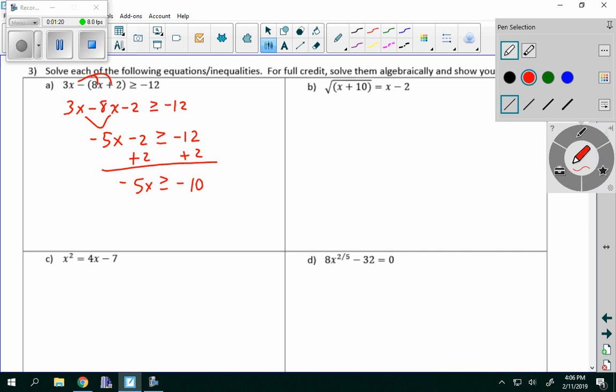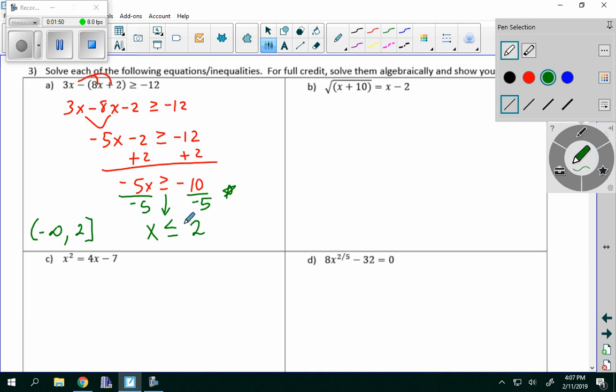Now at this point, in order to get x all by itself, I have to divide both sides by negative 5. And when I do that, I need to remind myself that the direction of that inequality needs to change. So I get x is less than or equal to 2. In interval notation, that's negative infinity, comma 2 with a bracket. That's how you represent that solution set.